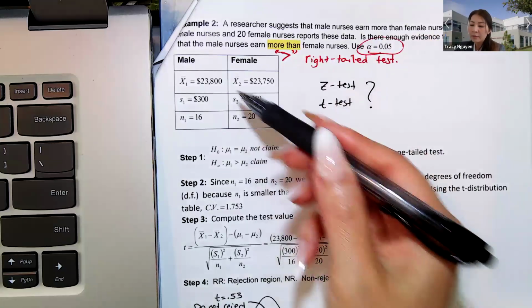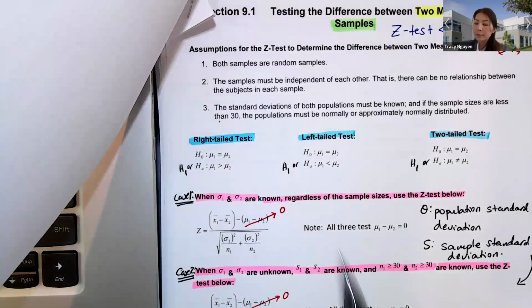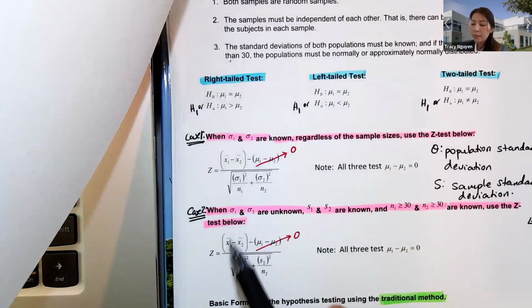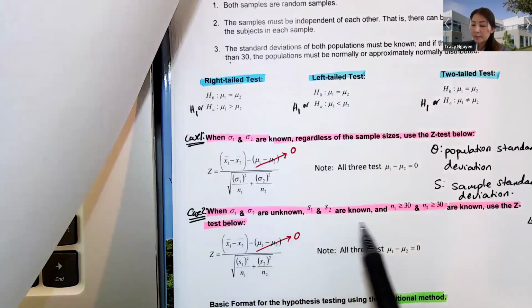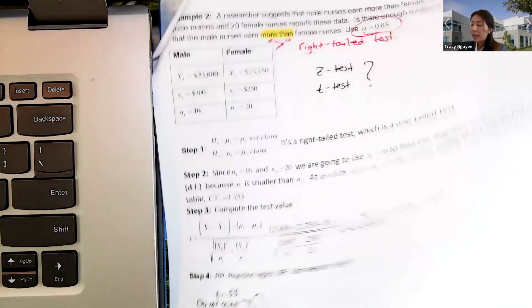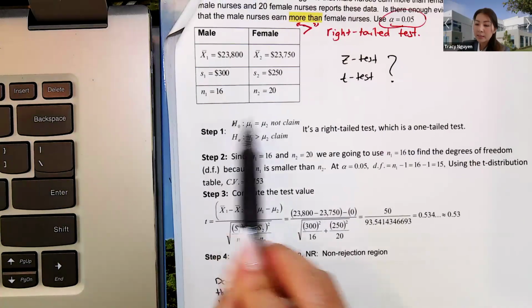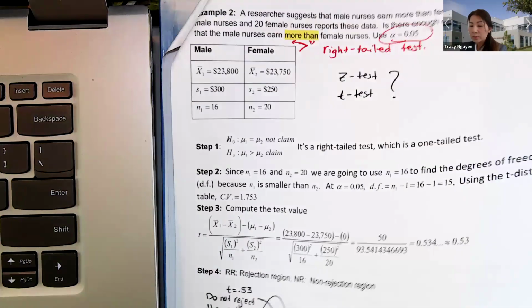Based on the information here, let's see if we check off case 1 from 9.1: sigma 1 and sigma 2 are known. We don't have that. Case 2: sigma 1 and sigma 2 are unknown. That's true. S1 and S2 are known. That's true because we have the standard deviations here. N1 and N2 are greater than 30. That's not true in this case because our N1 is only 16 and N2 is equal to 20. So we don't have case 2 satisfied.